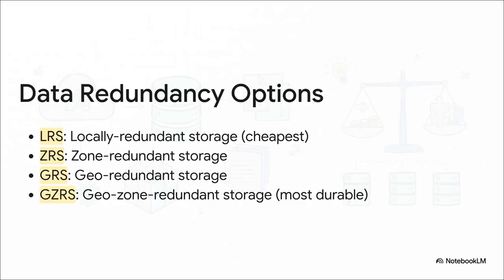Now, let's flip the coin and talk about cost and durability. These acronyms, they are a huge deal on the AZ305. So LRS, that's your budget option, right? It saves you from a single disk failing. But GZRS, that's like the Fort Knox of data storage. It'll protect you even if an entire Azure region goes offline. Of course, it's going to cost you. Your job as the architect is to figure out how much data this business can actually afford to lose, and then you pick the right option based on that answer.